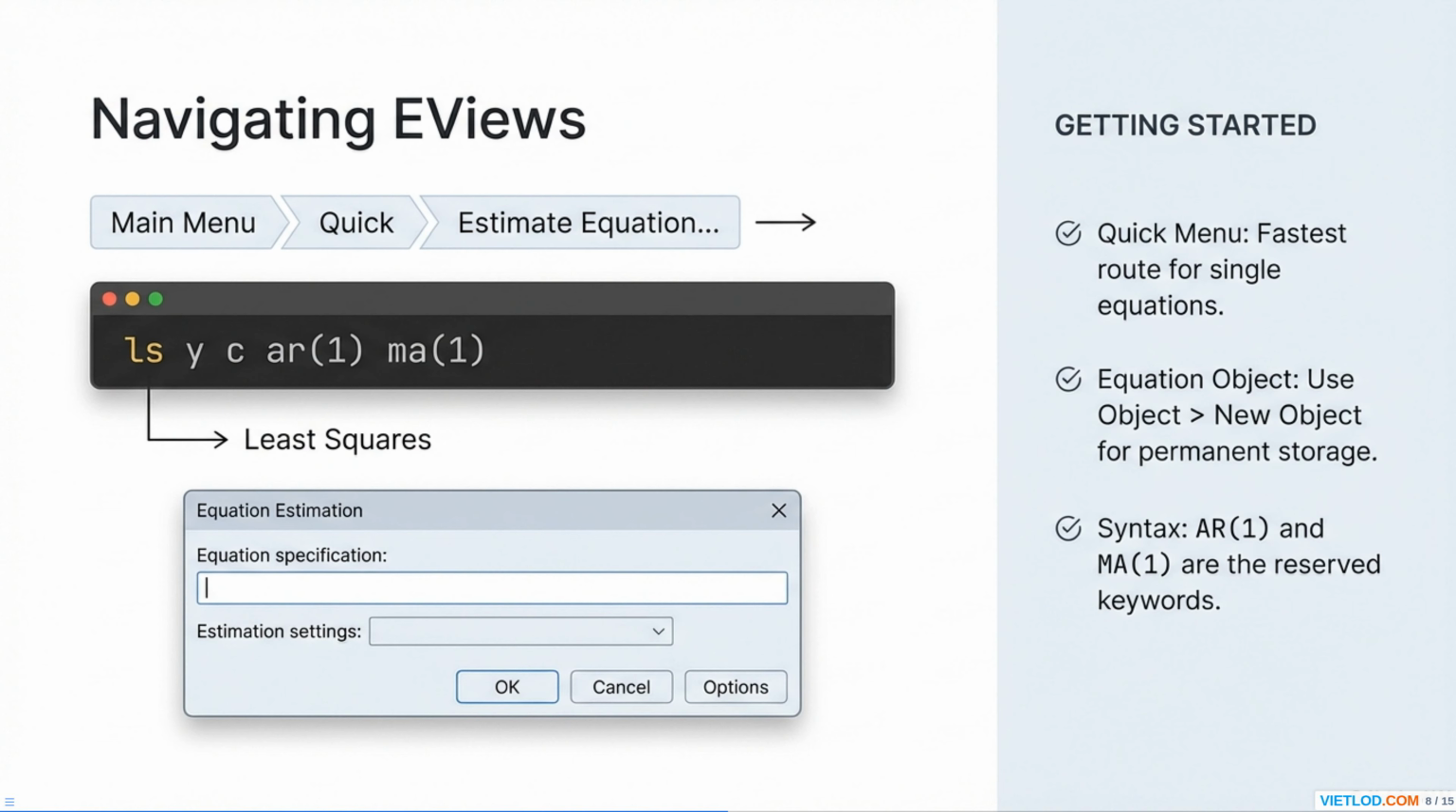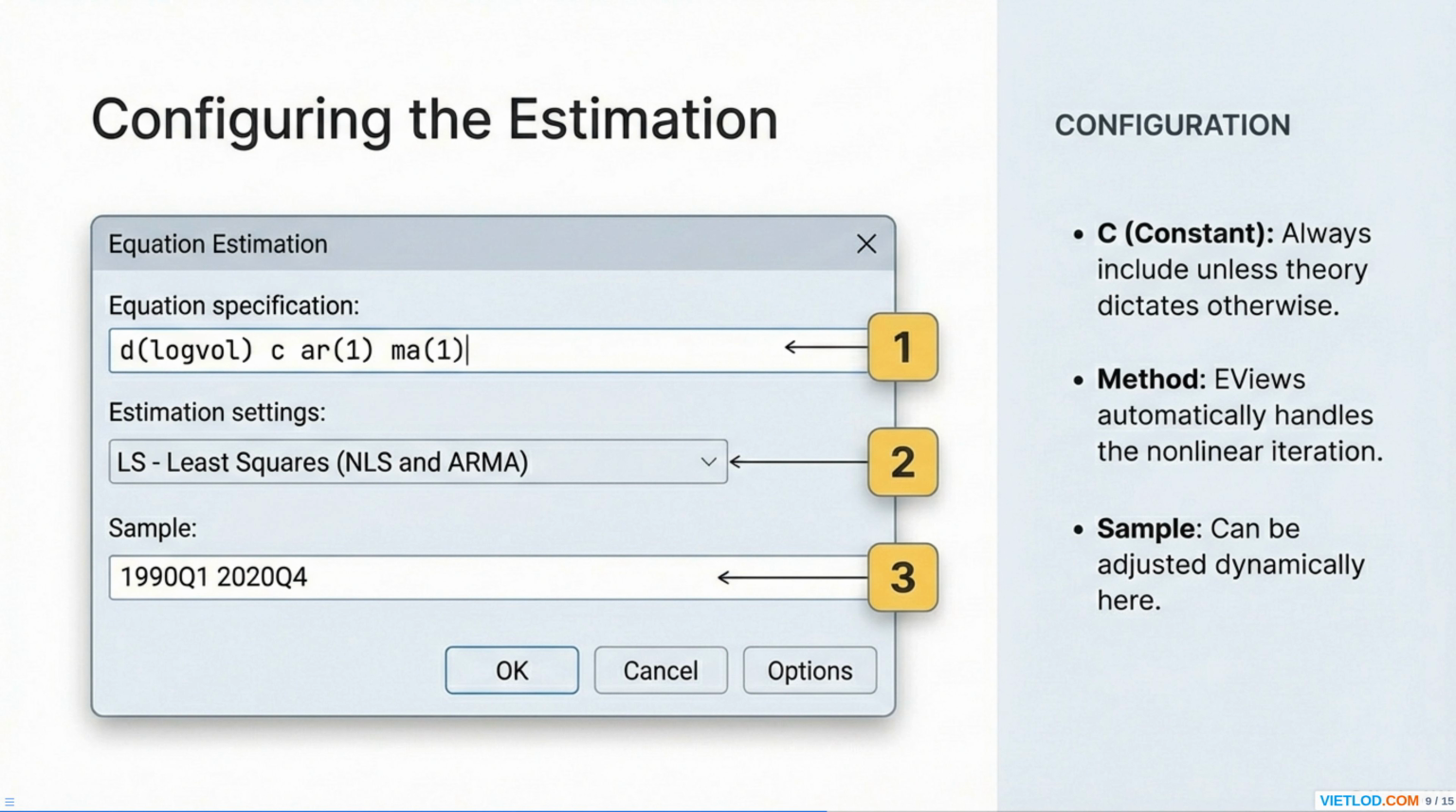For more robust and permanent model storage, it's recommended to create an equation object. This can be done by navigating through Object, New Object, Equation in the EViews menu. It's important to remember that AR(p) and MA(q) are reserved keywords in EViews, simplifying the model specification. Once you've entered your command or opened the equation window, you'll then proceed to configure the specific details of your estimation.